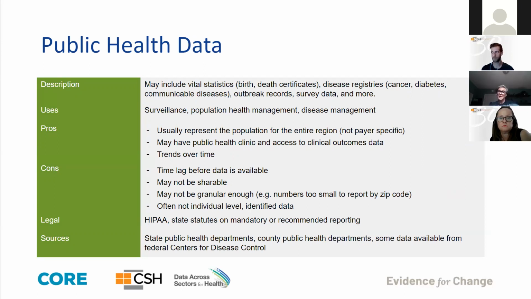There's a longer lag time for this data, so that can be a challenge. And access can also potentially be a challenge. Some of the issues that we've had with it as well are, if you're looking for something that gets down to a zip code or a small population, there are some privacy implications there, and that data can't be shared if the population level is too small. And there is often not individual level data or identifiable data. So again, more generalizable, more overall population picture.